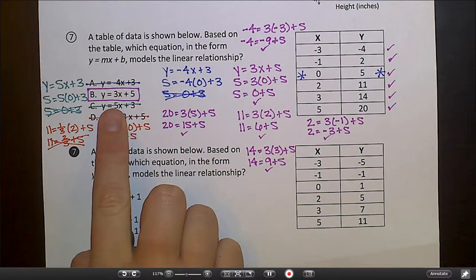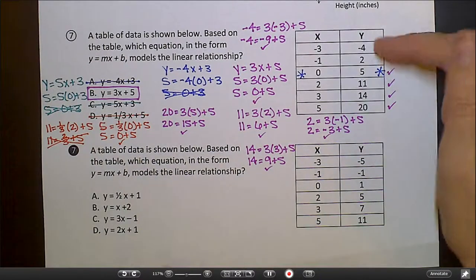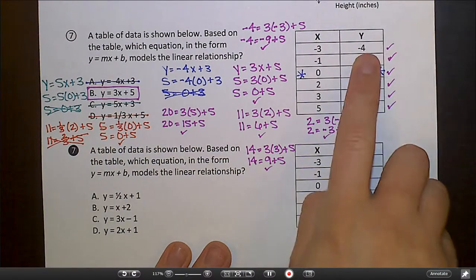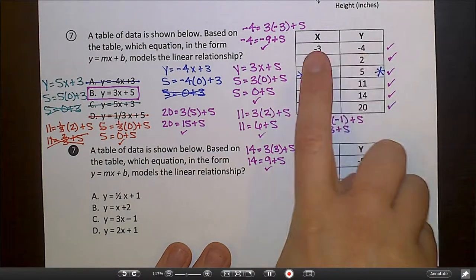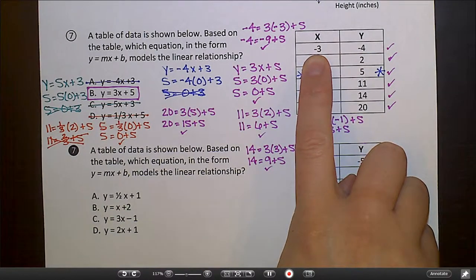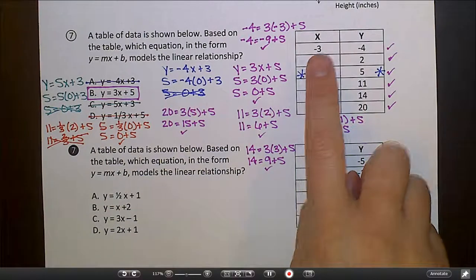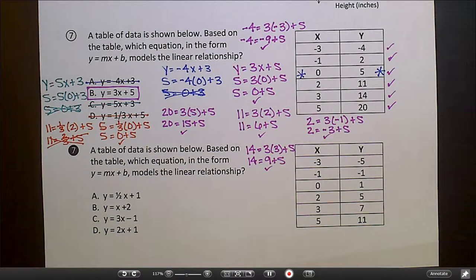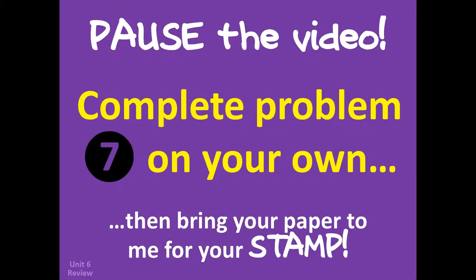So B worked for all of my pairs. I need to make sure that I plug in y first, and then x is to the right of the equation, or right at the equal sign. So we want it to match correctly. Now please complete shaded number 7 on your own, and then bring me your paper so that I can give you your stamp before you move on to number 8. Please pause the video now.